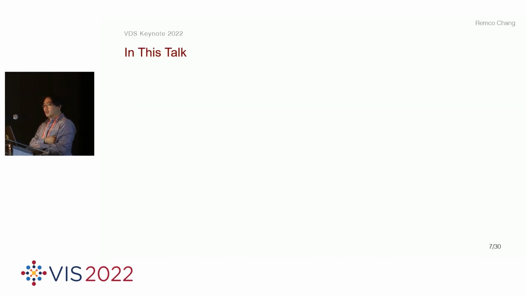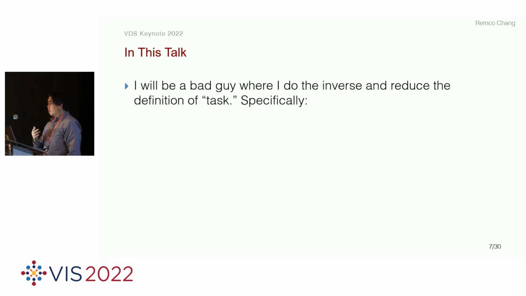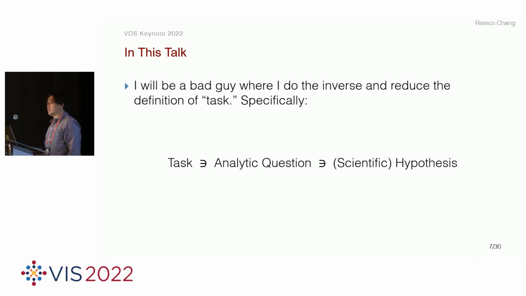So in this talk, I'm going to be a bad guy, and I will do the inverse and try to reduce the definition of task. In particular, I'm going to say a task is kind of the superset to what we think of as analytic questions, which I'll define a little bit. And then lastly, this is going to be a superset of what we think about when we say hypothesis. And I'm putting the word scientific in here, and I'll explain a little bit why.